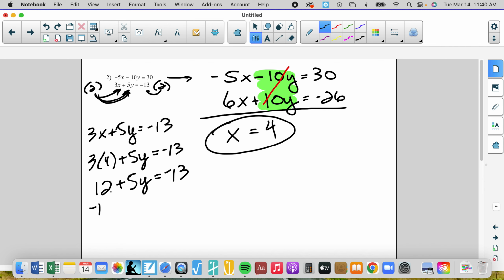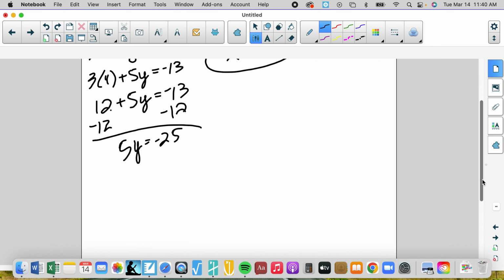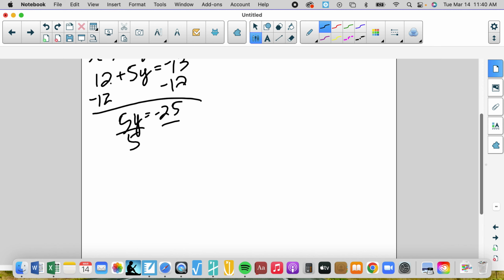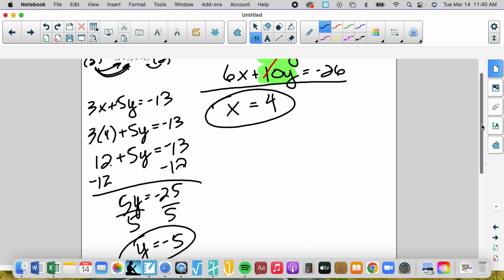And then I'm going to isolate. I'm left with 5y equals -25. Divide by 5, divide by 5, y equals -5. So my x value was 4. My y value is -5.